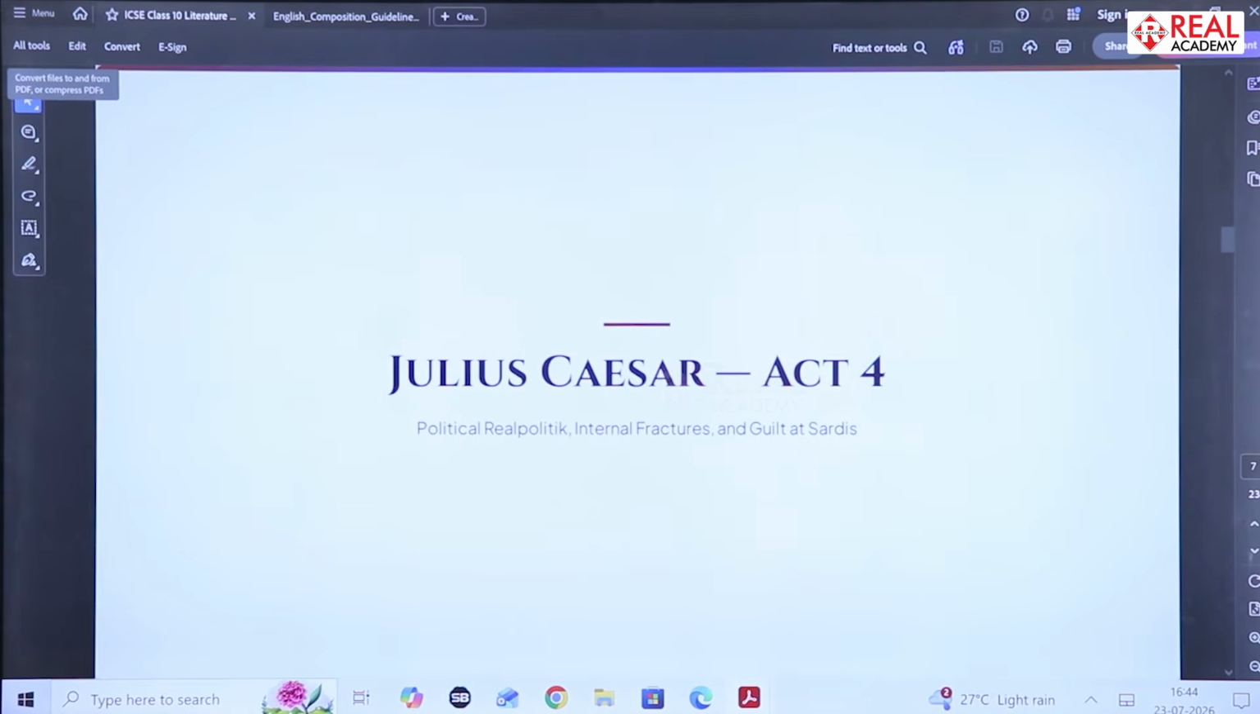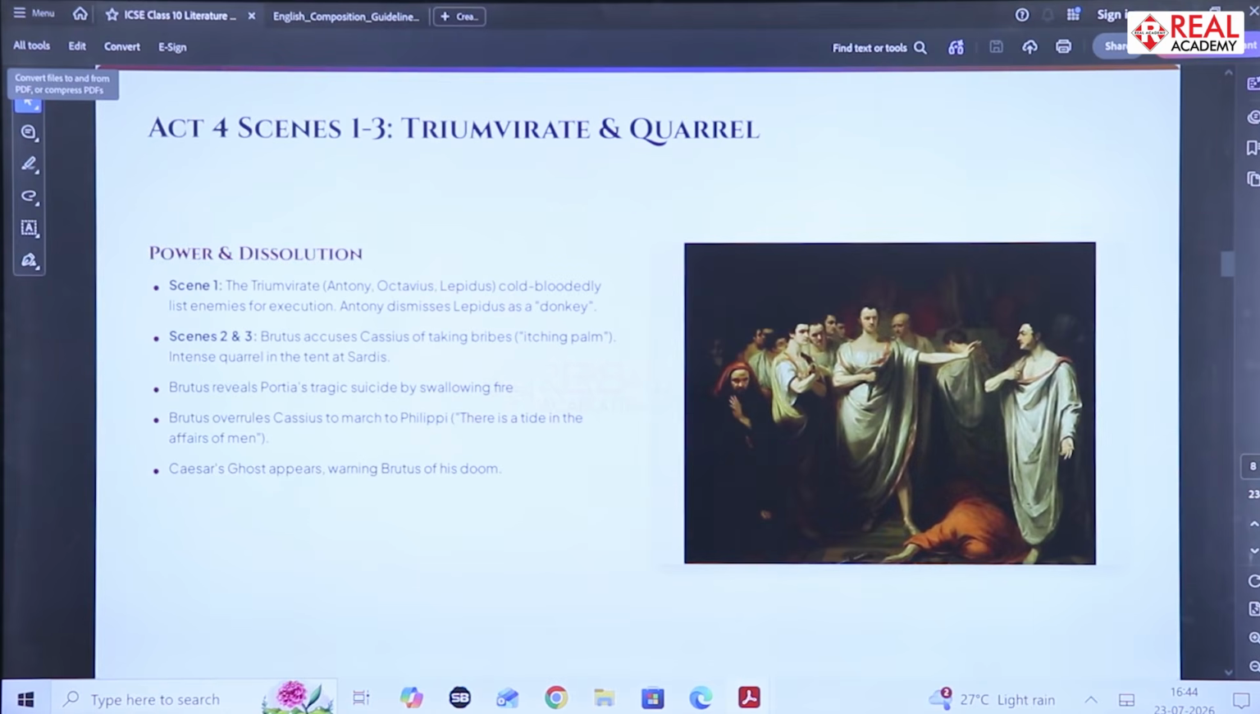Julius Caesar, Act 4. Power and Dissolution. Scene 1. The triumvirate, Antony, Octavius, and Lepidus, cold-bloodedly list enemies for execution. Antony dismisses Lepidus as a donkey.